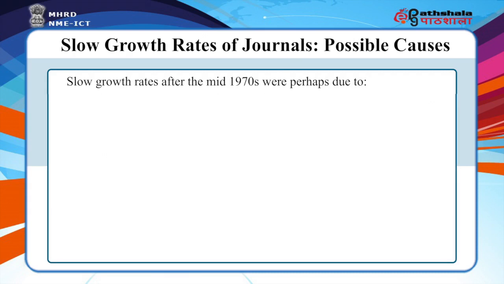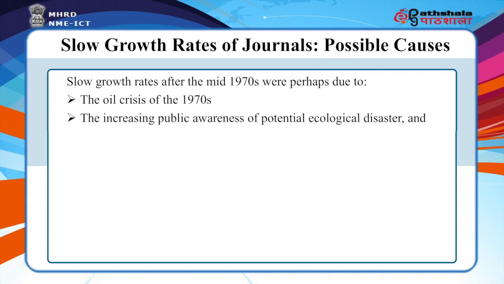Slow growth rates after the mid 1970s were perhaps due to the oil crisis of the 1970s, the increasing public awareness of potential ecological disaster, and the turning away from nuclear technology in the 1950s.